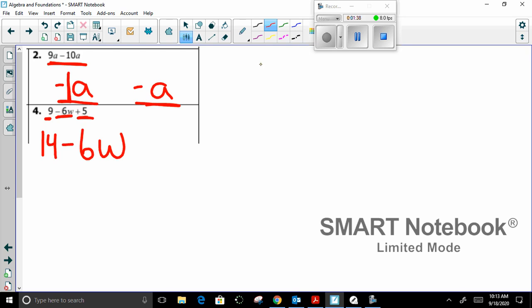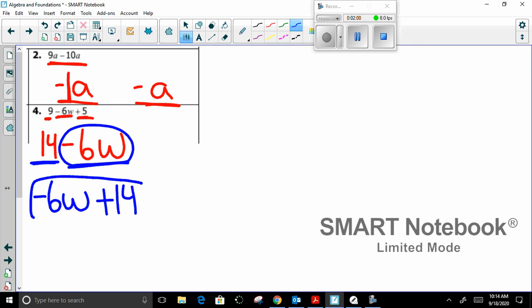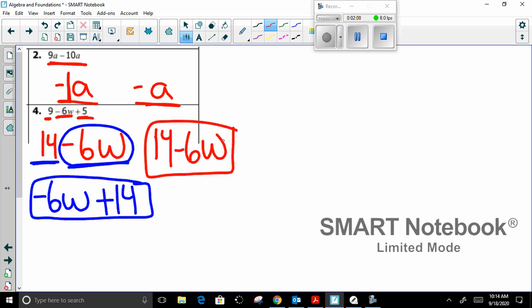Now keep in mind, this answer could be written a different way also. What kind of 6w is this? It's negative, so if you rewrote it, it would be -6w. What kind of 14 is this? It's a +14. So this answer would be acceptable, or the answer we had up here would be acceptable. They mean the same exact thing, but I just wanted to make sure you remember if you're switching it around, the signs ahead of them stay with them. So either way is good.